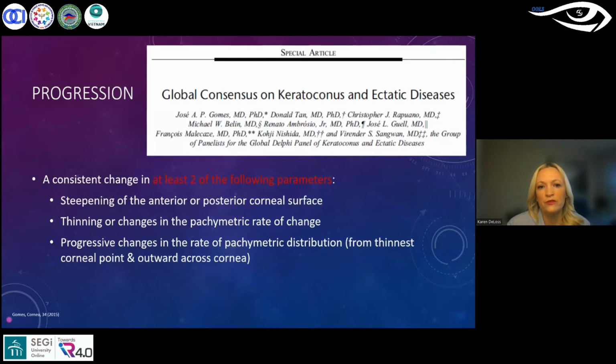So you're looking at at least two of the following parameters. So steepening of the anterior and posterior cornea. Again, most likely you're going to gauge this from a topographer. Thinning or changes in pachymetric rate of change. So again, on every exam every year, make sure that you have a place where you're documenting that central corneal thickness as well as the thinnest point, and you're looking for changes over time. And then progressive changes of the pachymetric distribution. So the thinnest corneal point is going to change over time.